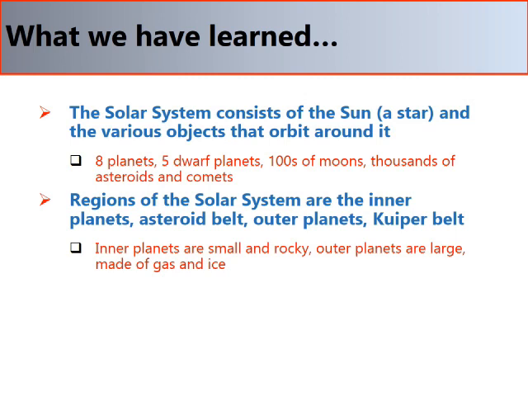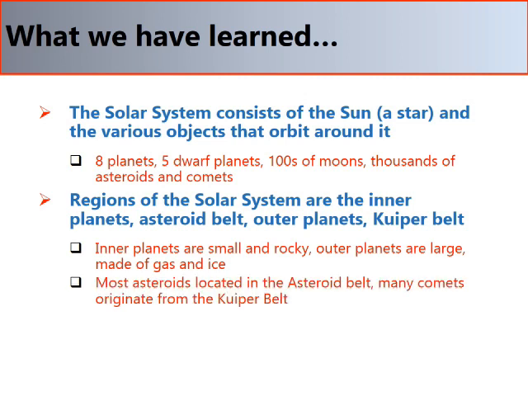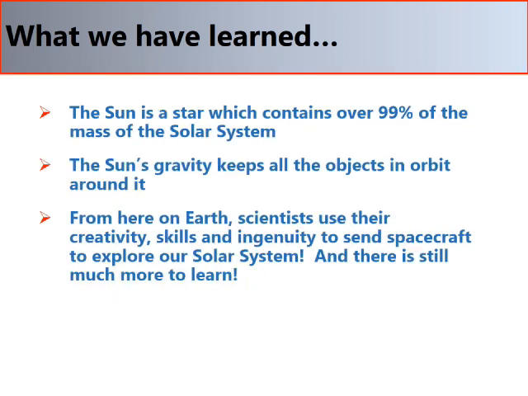And remember, the inner planets are the small rocky ones, and the outer planets are the giants made of gas and ice. And the asteroid belt is where there's millions of asteroids, and the Kuiper belt has lots of small icy objects, including comets. We've also learned that the Sun is a star, and it contains over 99% of the mass of the solar system. And it's the gravity of the Sun that keeps all those other objects in orbit around it.